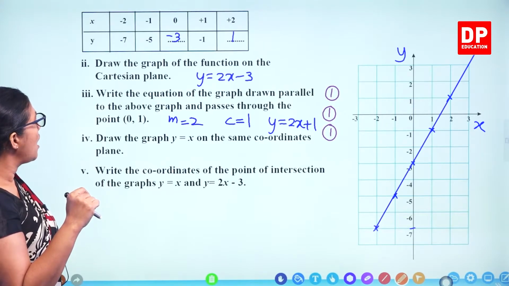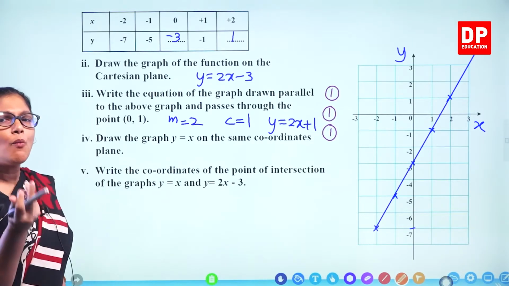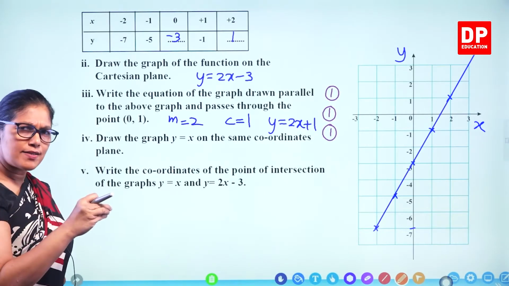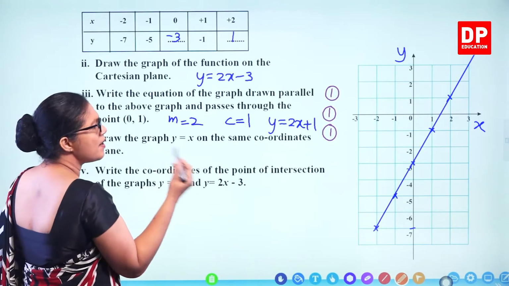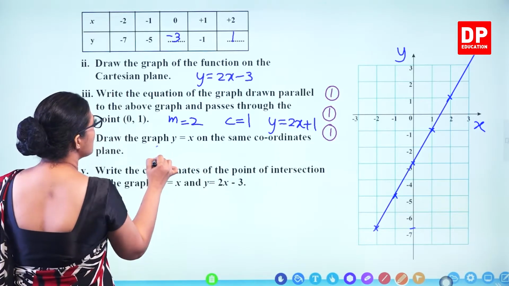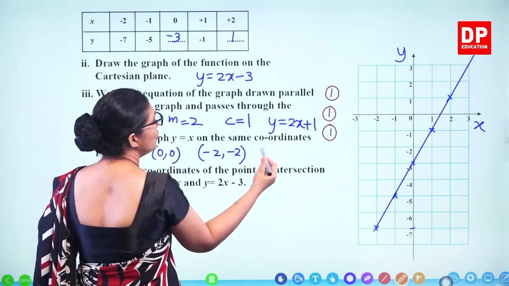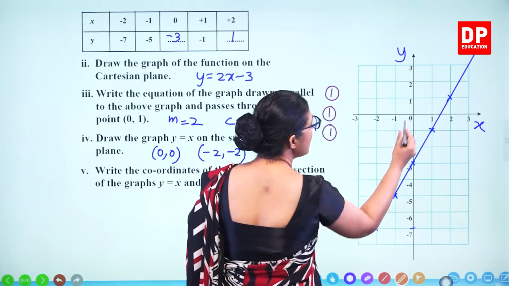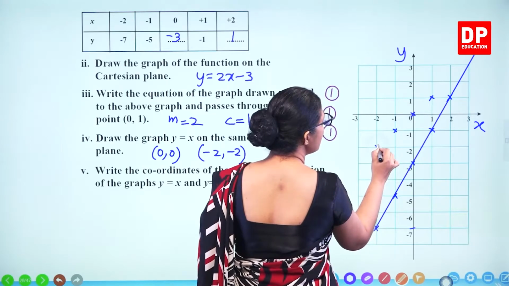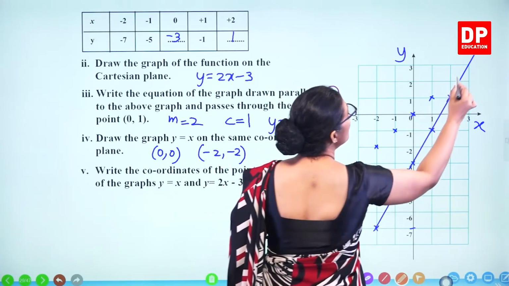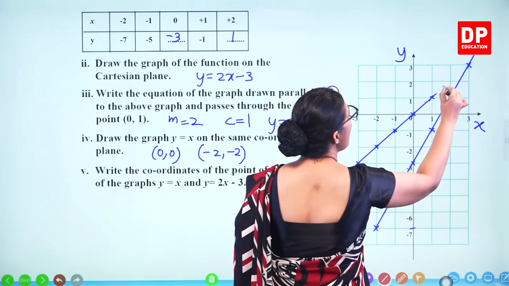Draw the graph of y equals x on the same coordinates plane. Y equals x means when x equals 0, y equals 0. When x equals 1, y equals 1. So any points you can take. So 0, 0, minus 2, minus 2. Any point you can take. So I'll take 0, 0, 1, 1, minus 1, minus 1, minus 2, minus 2. So these are the values. So when you connect this is the y equals x line.